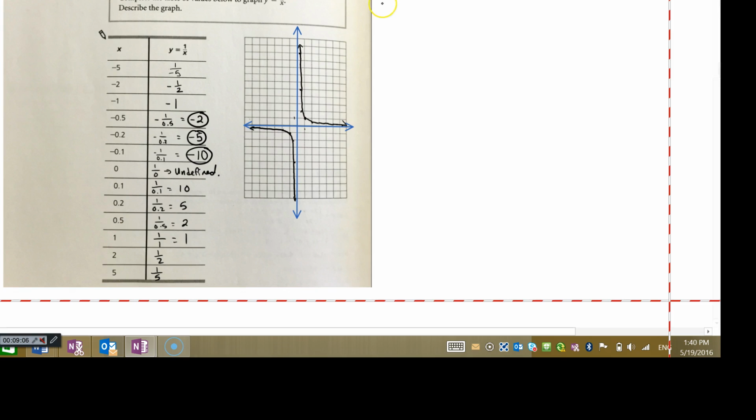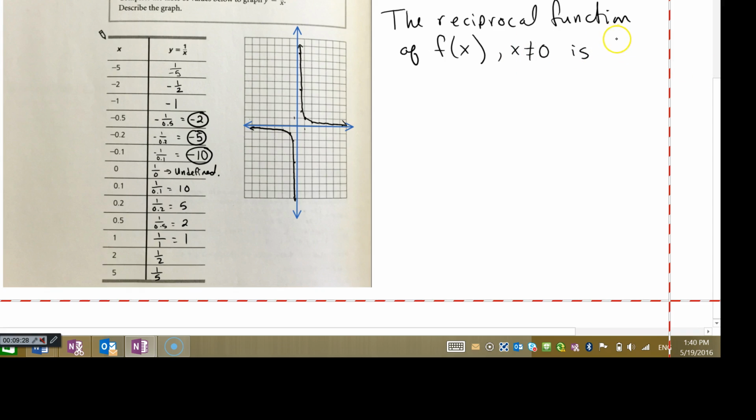So we define a reciprocal function. So the reciprocal function of f of x, where x cannot equal 0, is 1 over f of x. I just want to change this actually, where f of x cannot equal 0. There you go. Because x might be able to be 0. I'll show you what I mean.